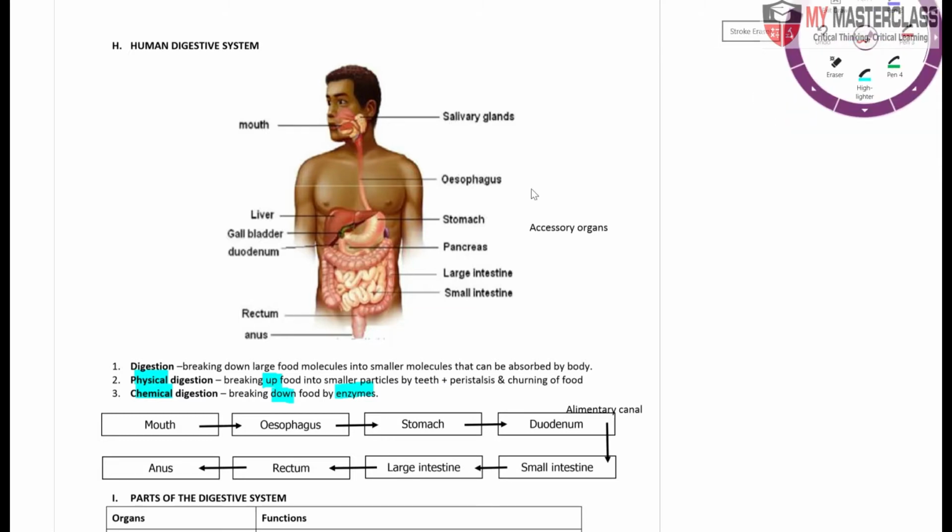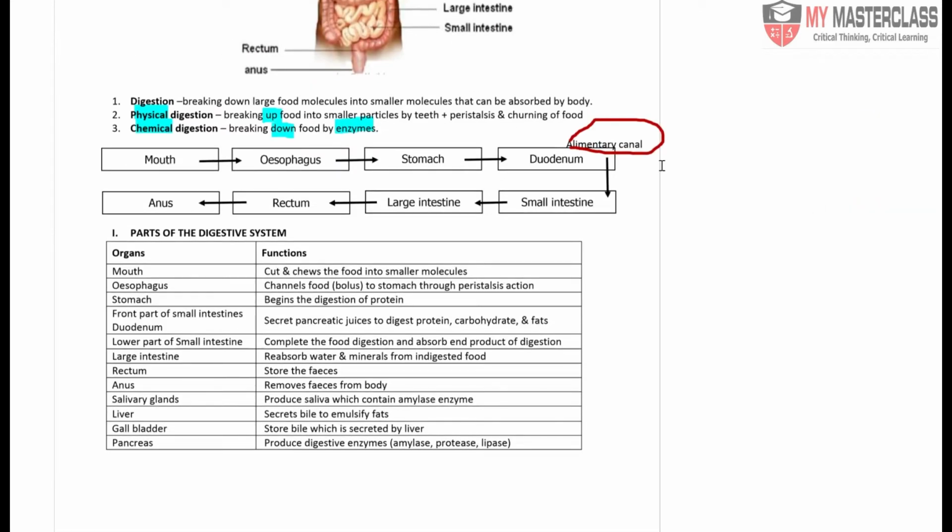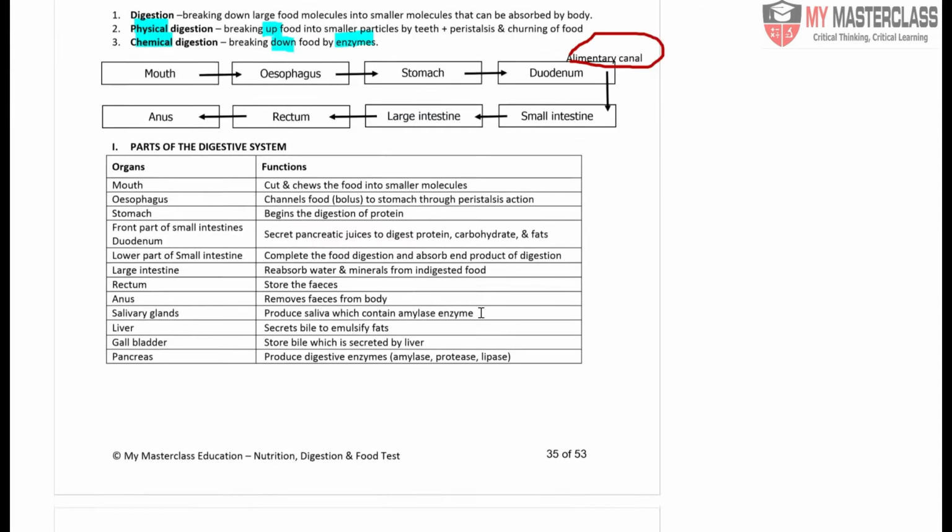Okay, so let me repeat. Accessory organs, they help out in digestion since it is the digestive system, but they are not part of the alimentary canal. So what are these accessory organs? We have got the pancreas, we have got the liver, and the gallbladder itself, which forms the accessory organs to contribute in terms of enzymes and other factors which will help in digestion. So these are the parts of the digestive system with its own respective components.